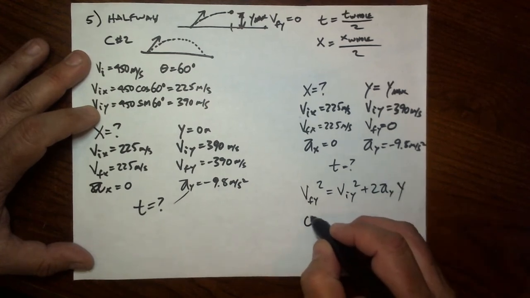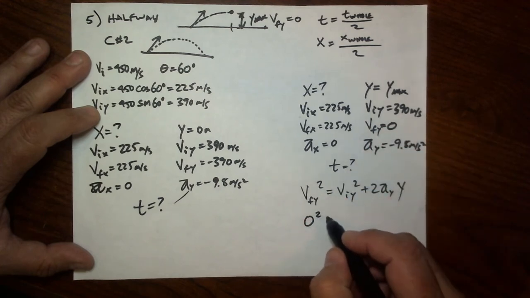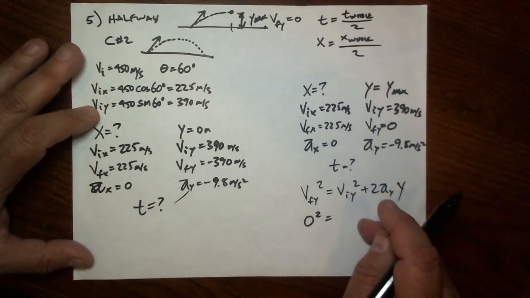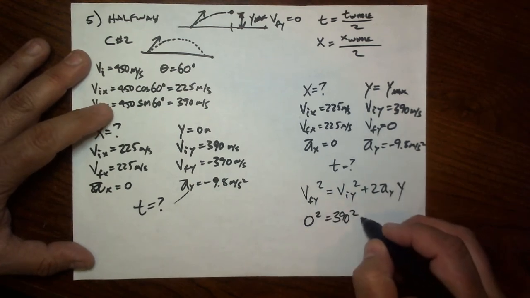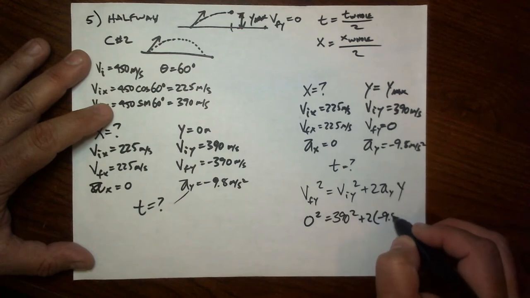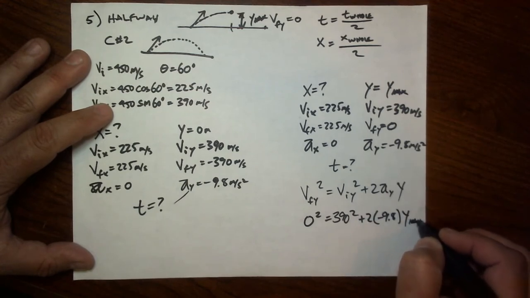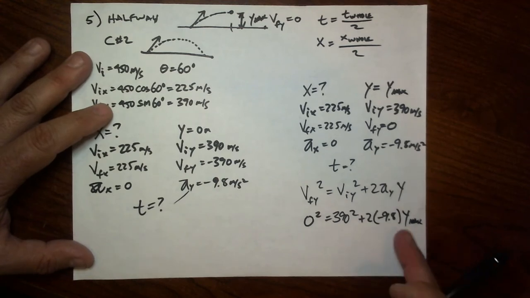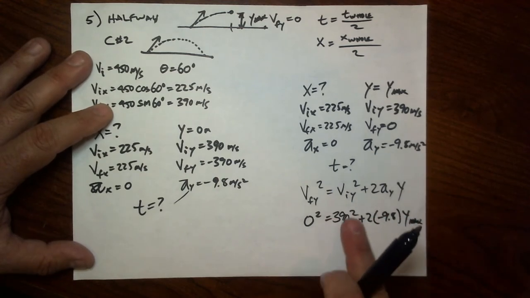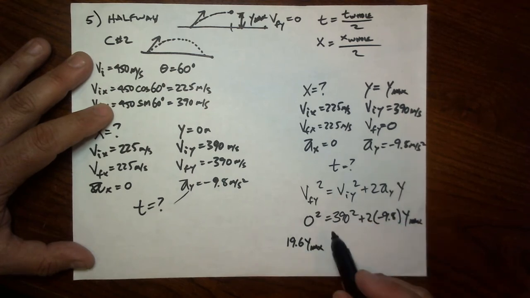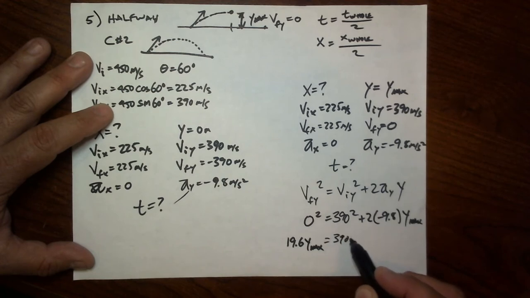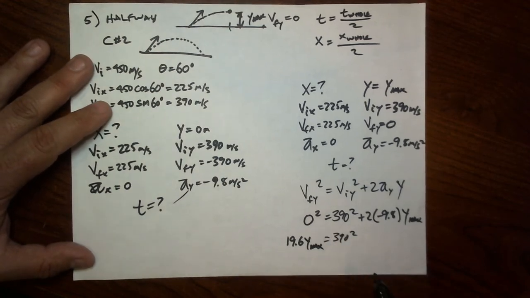Now VFY is 0, that came from here, and we have to square that. Okay, I know that's ridiculous, but I'm a creature of habit. This is 390 squared, and this is plus 2 times negative 9.8 times Y max, whatever that is. So this is going to be a negative term, and this is going to be a very large positive term. I would bring this term over here, and so I would get 19.6 Y max, and that's what 2 times 9.8 is, and then that's equal to 390 squared, and from there I think you can do the algebra to find out what Y max is.